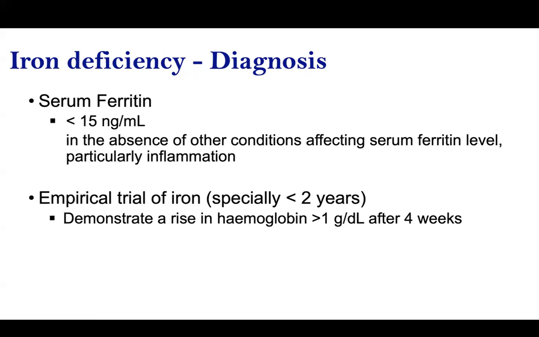A good response to iron treatment is defined as a hemoglobin rise of more than 1 gram per deciliter after 4 weeks of treatment. You start iron treatment, and after 4 weeks you do a full blood count; the Hb has gone up by 1 gram. That confirms it was iron deficiency anemia, which is known as an empirical trial of iron.